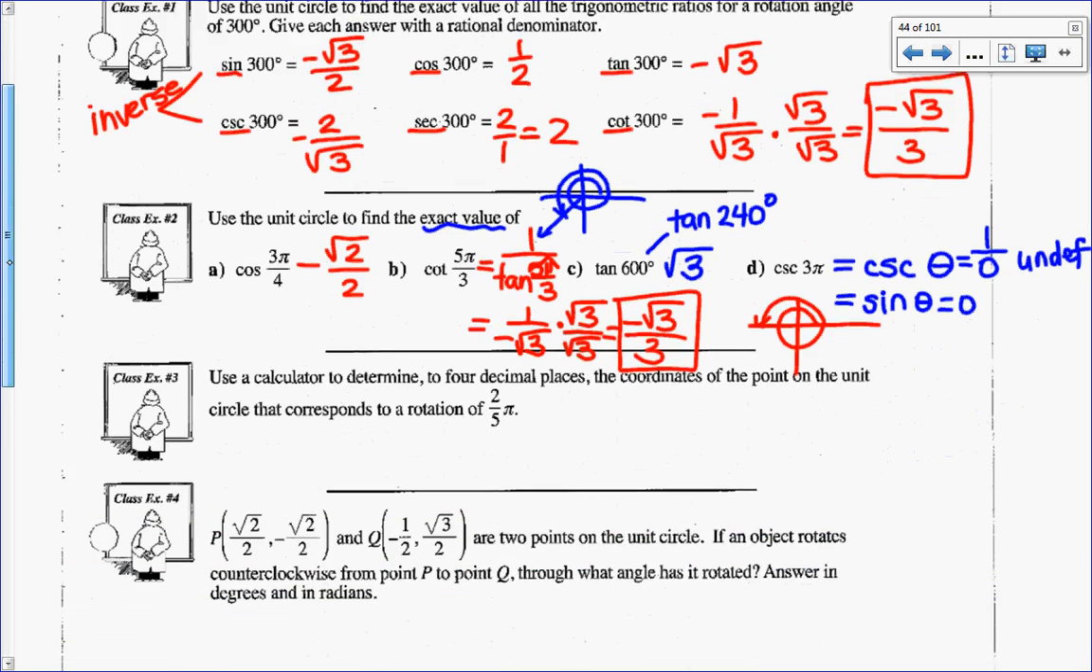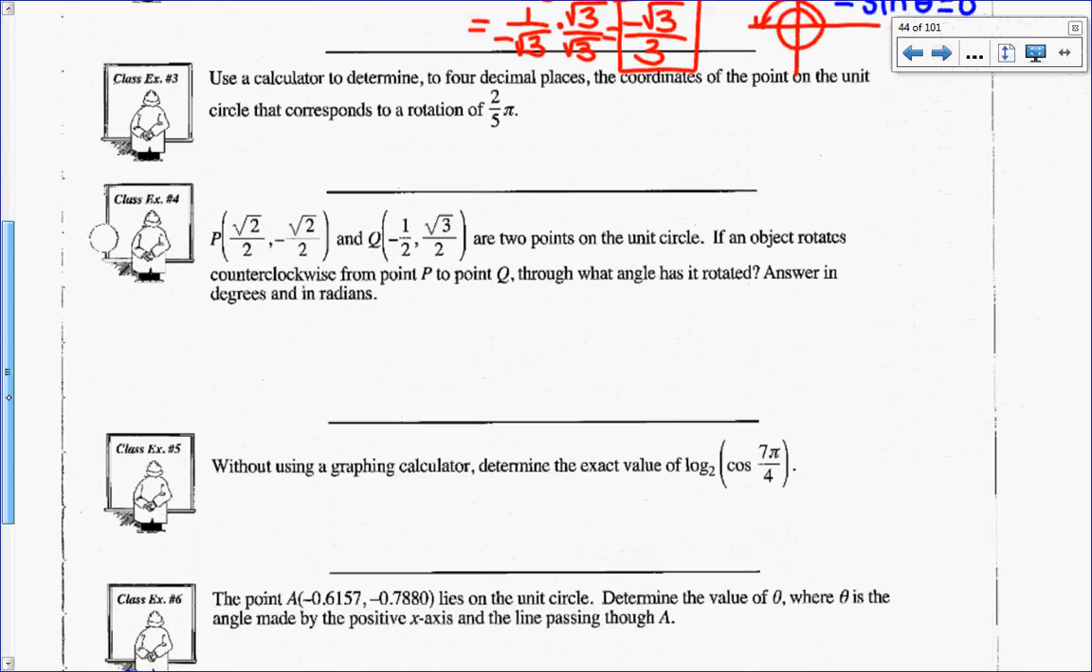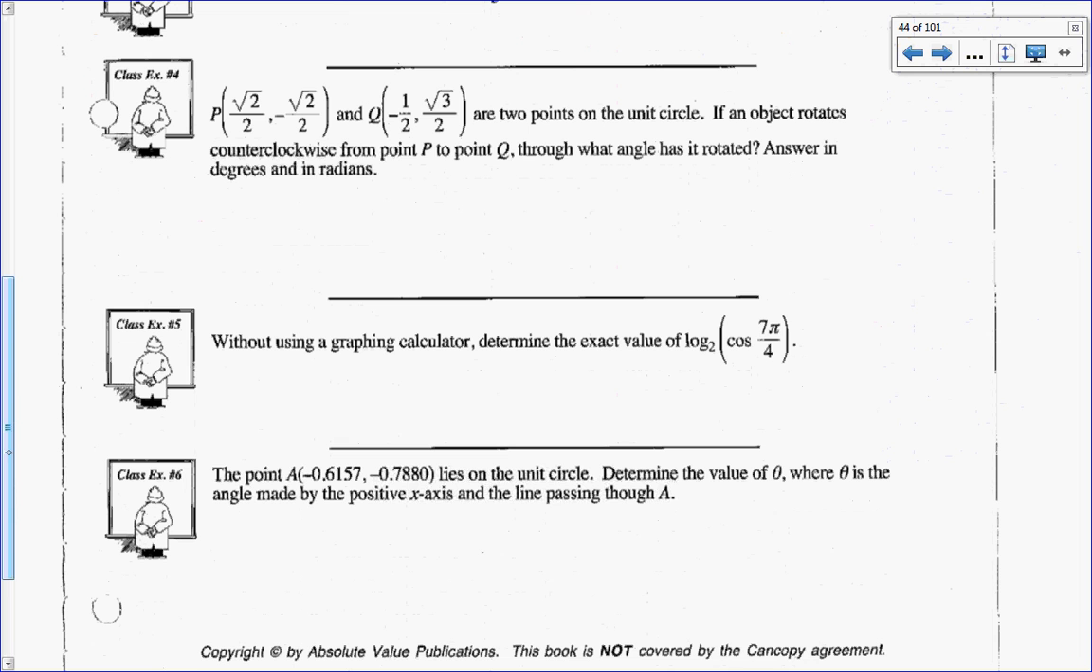Okay, let's jump down to question number 4. Question number 4 is a very interesting question. What it's saying is that I have a point, P, that is at root 2 over 2 and negative root 2 over 2. And I know the coordinates of another point, Q, which is at negative 1/2 and root 3 over 2. And they are both on the unit circle. If an object rotates counterclockwise from point P to point Q, through what angle has it rotated? Answer in degrees and in radians.